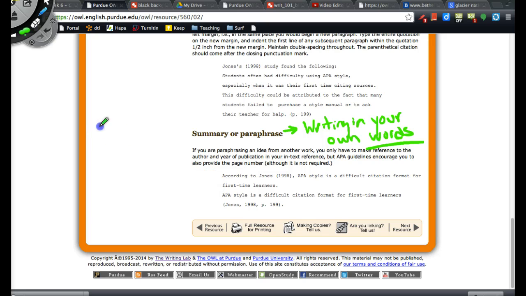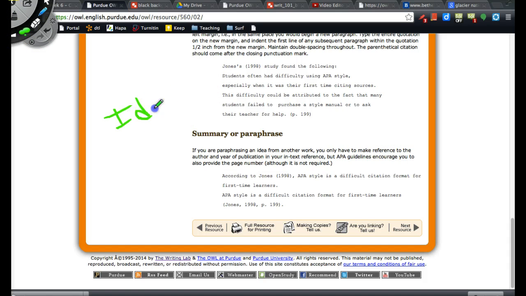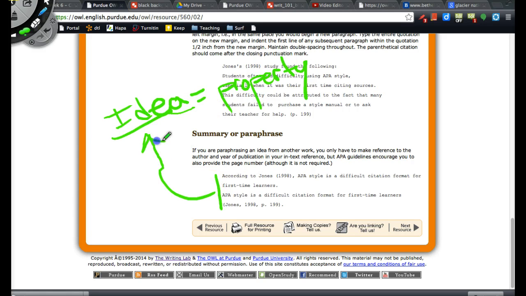So the idea here is that an idea equals intellectual property. You can't steal other people's ideas, even if you put them in your own words. So if you take a key idea or an important idea, you have to give them credit and you have to put your citation at the end.